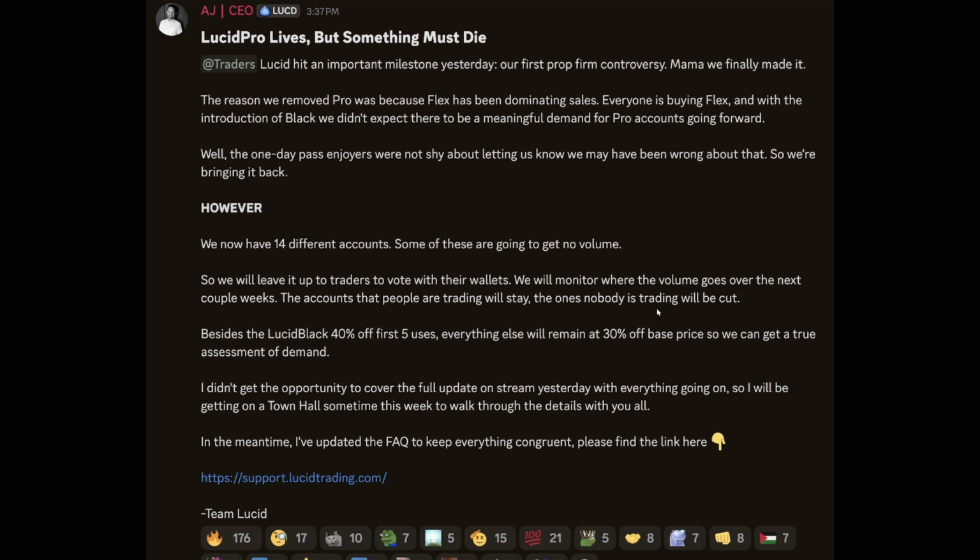The ones nobody is trading will be cut. So that means your favorite account may be going bye-bye if not enough other traders also agree with you.